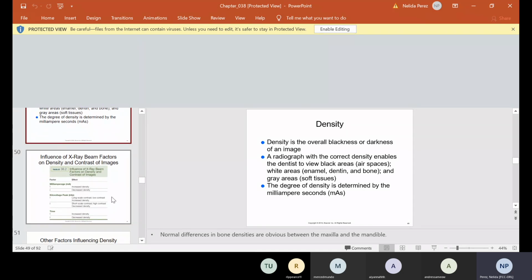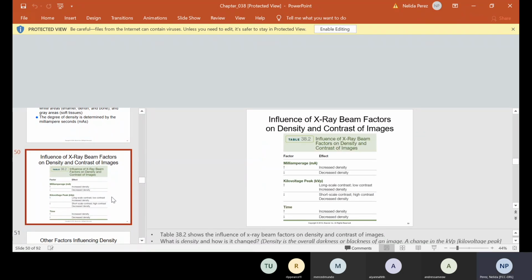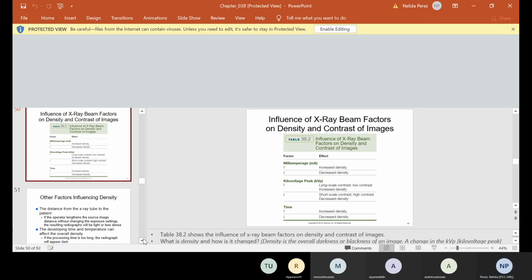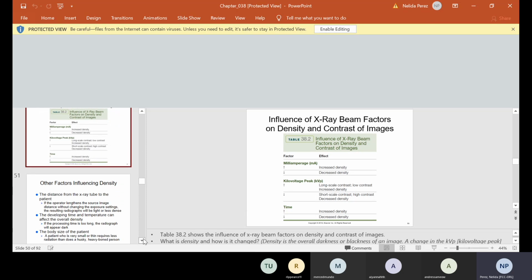All right, moving on here. So you will find this in table 38.2 in your Kindle, okay? Just kind of take a look at it for milliamperage and kilovoltage. This is the influence of X-ray beam factors on density and contrast of images. So again, your density is the overall darkness or blackness.